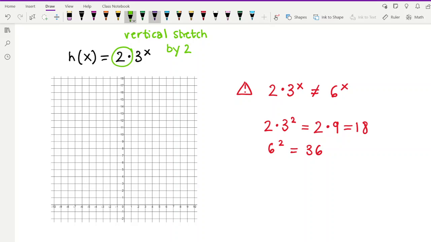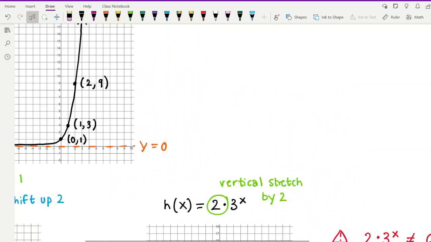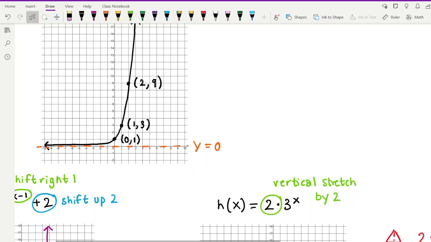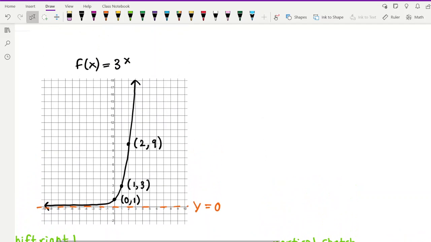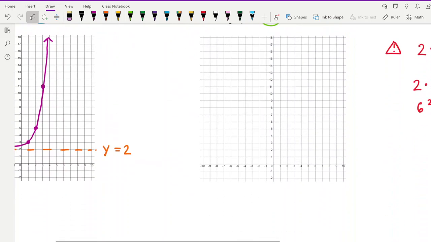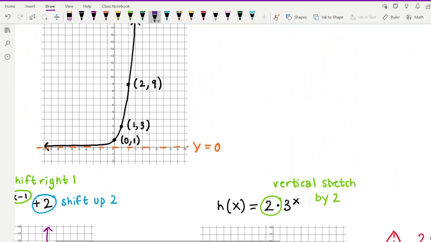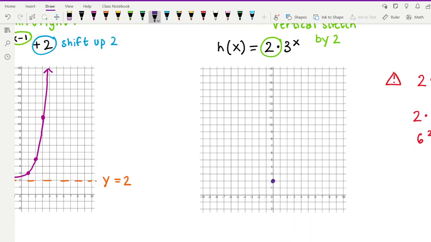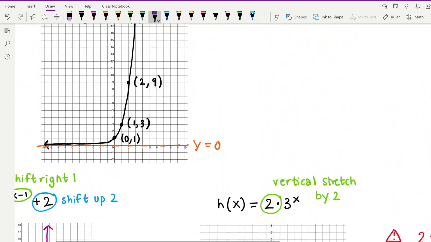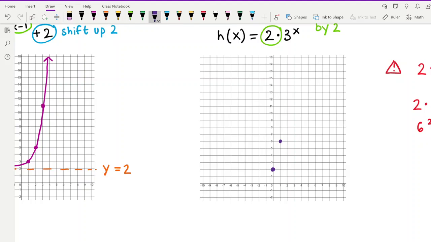Okay, so what is this going to look like in our graph? Well, we want to just take each of these key points that we identified in our original function and just multiply the y coordinates by 2. So instead of having the point 0, 1, we'll have the point 0, 2. Instead of having the point 1, 3, we'll have the point 1, 6. And then instead of having the point 2, 9, we'll have the point 2, 18. So this is what the right half will look like, and I'm probably going to struggle to draw this because it's very, very steep. There we go.